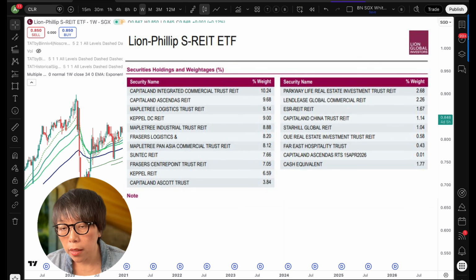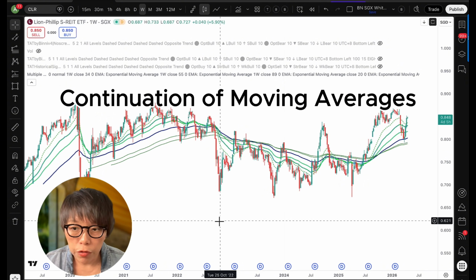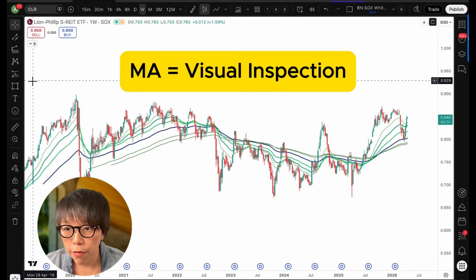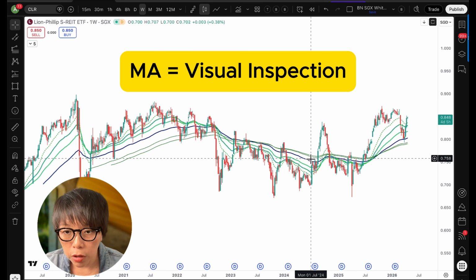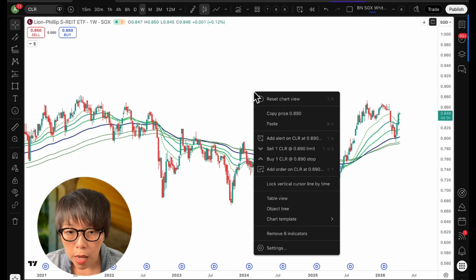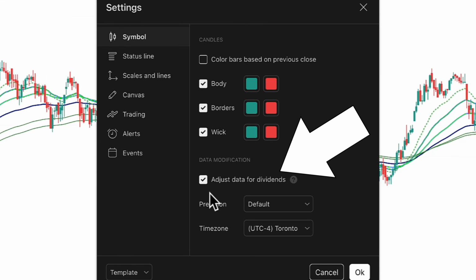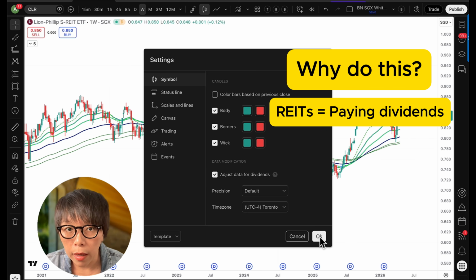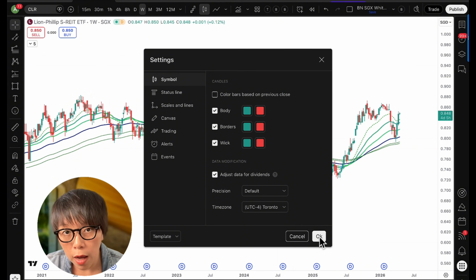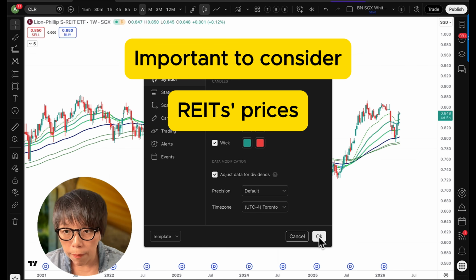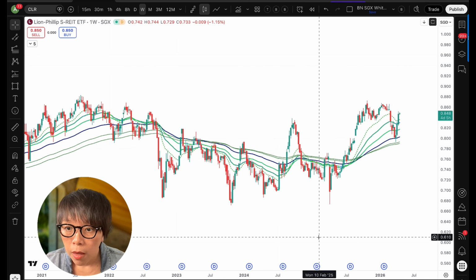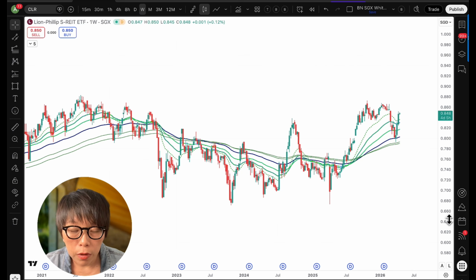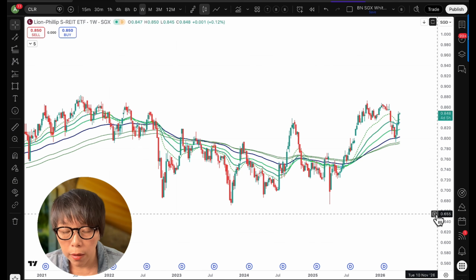So let's go back to the moving averages usage. As I said, it provides a very good visual inspection. But one thing, particular to REITs, is that I would like to set the data modifications to adjust data for dividends. This is because REITs pay dividends every quarter or every half year. So it's very important to consider the REIT prices and adjust them for the dividends being paid, because predominantly we get into REITs to receive that regular dividend payout.